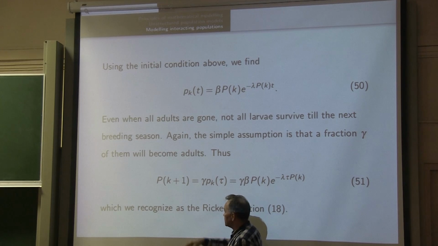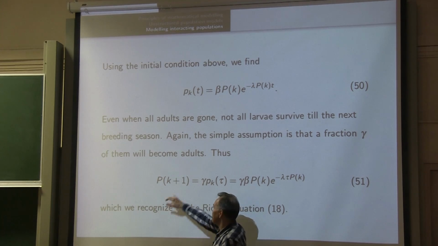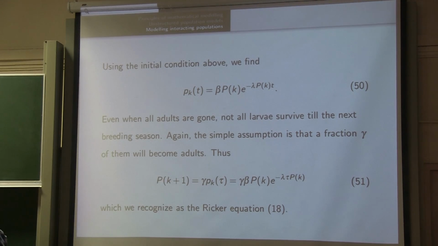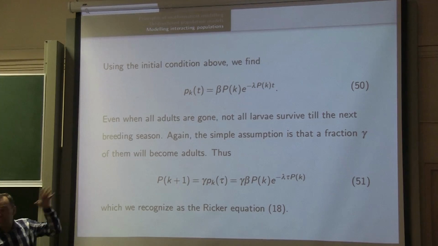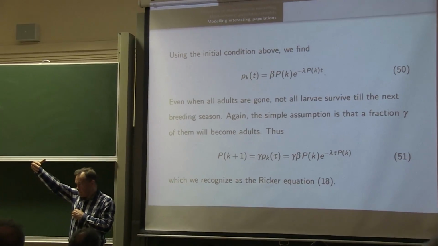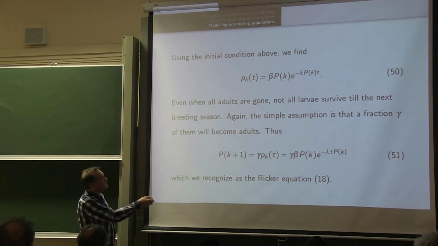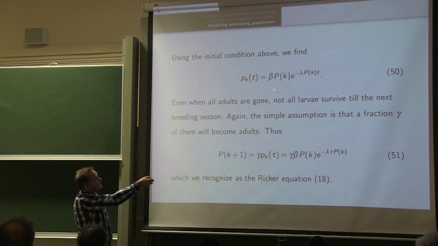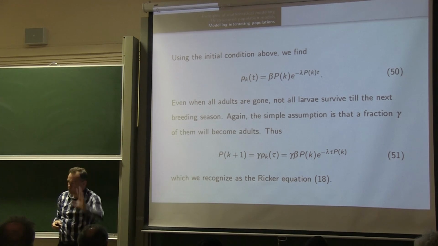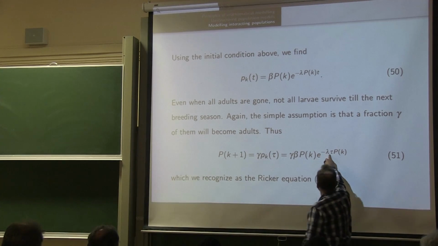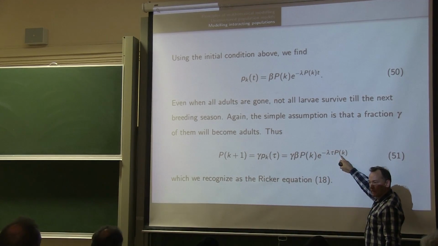Now, what is the relation between the population of adult salmon at the beginning of the next breeding season? What happens? We have a population, capital PK. This population produces beta PK of offspring. A proportion of this offspring is first eaten by adult salmon. The adult salmon drops dead. So at the end, we have e to the power minus lambda tau PK of larvae.